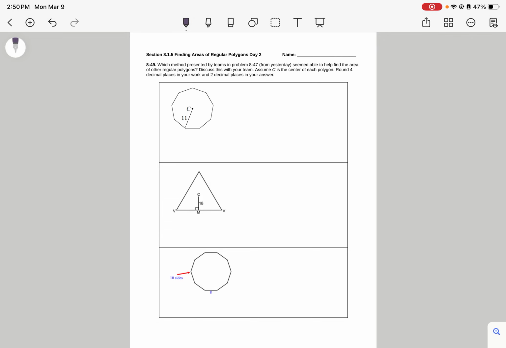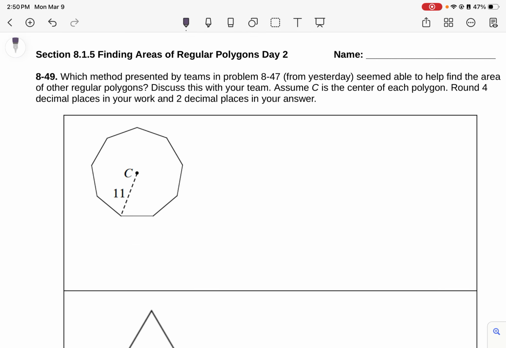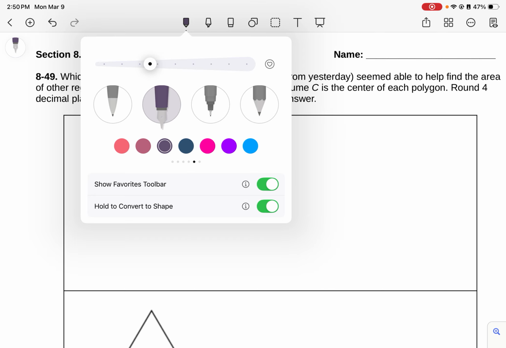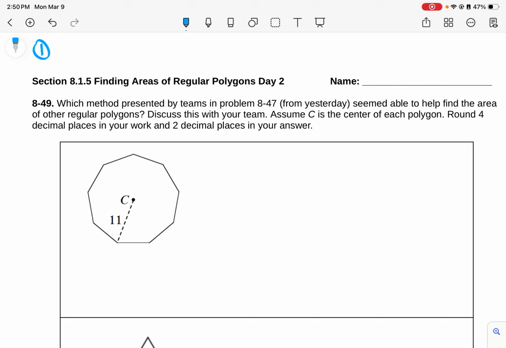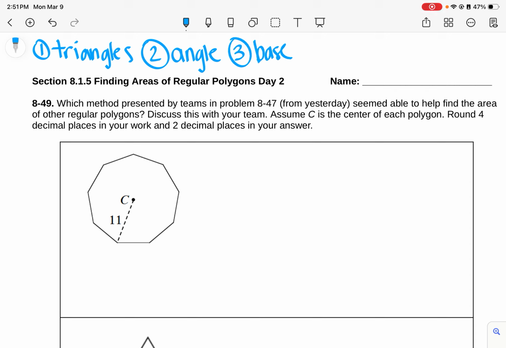Okay, so I am going to review how to find the area of a regular polygon. So we do our 4-step process. Step 1 is to make triangles. Step 2 is to find an angle. Step 3 is to find base and or height. And step 4 is to find the area.